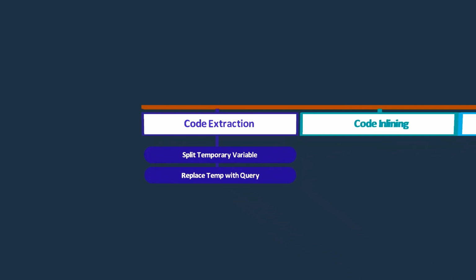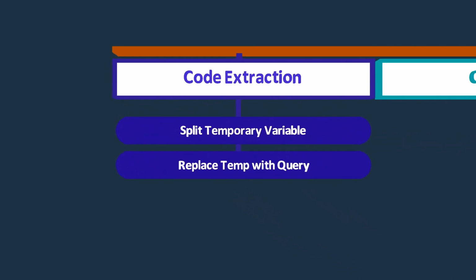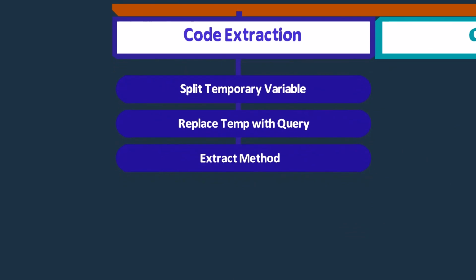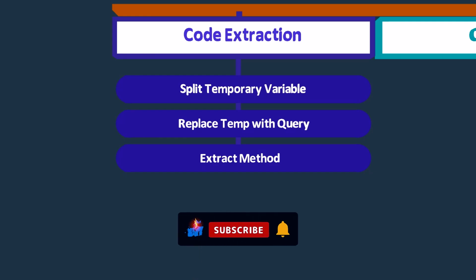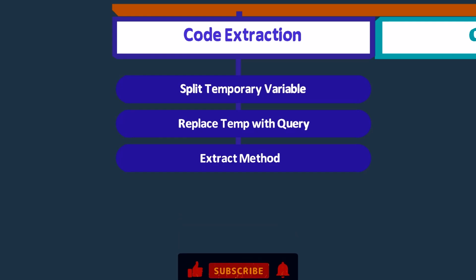Hello everyone, welcome back. The extract method technique lies under the code extraction category in our refactoring techniques diagram. To use this technique, we take a bunch of statements in a method and move them to a new method. The main goal of this technique is to make smaller methods that do specific tasks. By doing this, we make our code easier to understand.